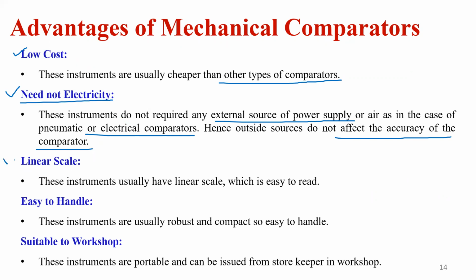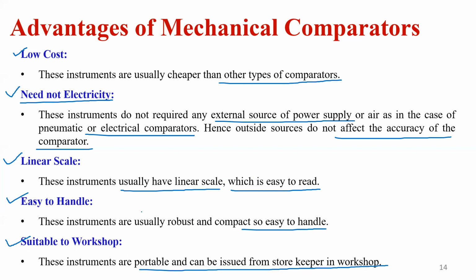And another advantage is there is a linear scale. These instruments usually have a linear scale, which we can easily read. And these comparators can be easily handled because they are robust and compact, so we can move the comparators from one place to another place. And it will be useful to the workshop because these instruments are portable and can be issued from the storekeeper in the workshop from one place to another place.